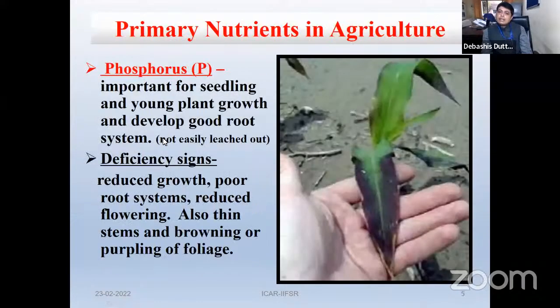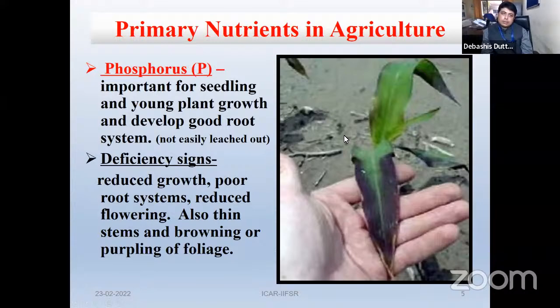And this is another primary nutrient, phosphorus, and phosphorus deficiency can be easily recognized through changes in the leaf color of the maize plant: reduced growth, poor root systems, reduced flowering, thin stems, and browning or purpling of the foliage. This is the maize plant, and this is the purpling of the leaves.